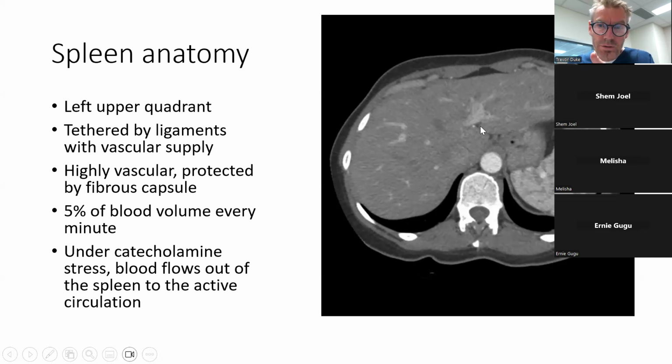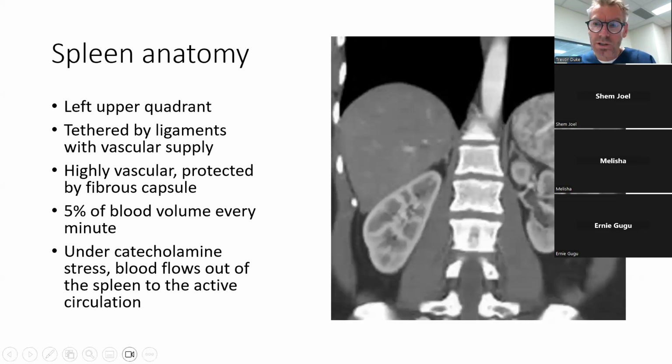When you add contrast to it, you can see how vascular the spleen is. It's highly vascular. It's protected. This is a sagittal section, and you can see that it's protected by this fibrous capsule, and it also has some fibrous strands within it that give the spleen its shape and its integrity.